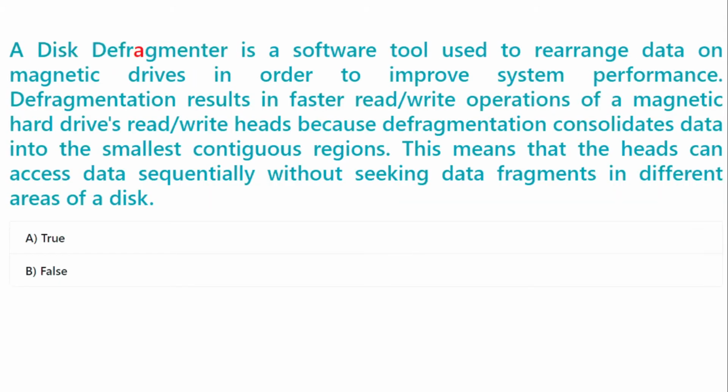A disk defragmenter is a software tool used to rearrange data on magnetic drives in order to improve system performance. Defragmentation results in faster read/write operations of a magnetic hard drive's read/write heads because defragmentation consolidates data into the smallest contiguous regions. This means that the heads can access data sequentially without seeking data fragments in different areas of a disk. A. True. B. False. The correct answer is A. True.